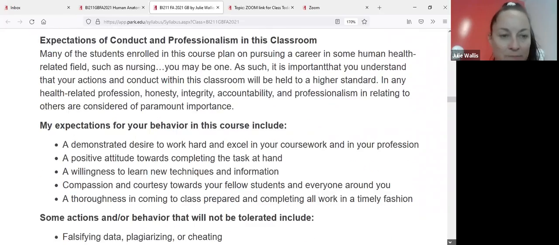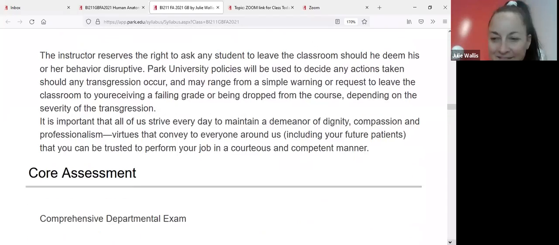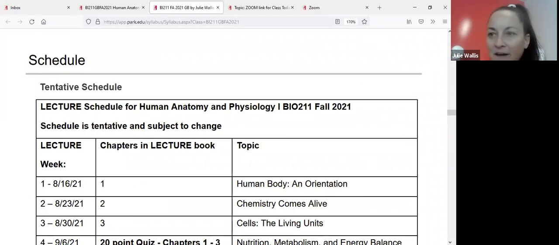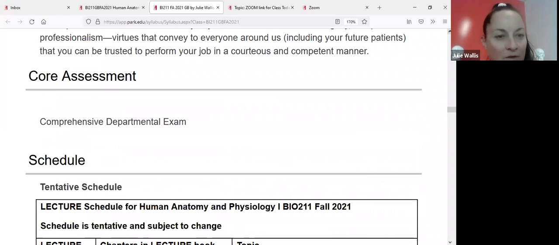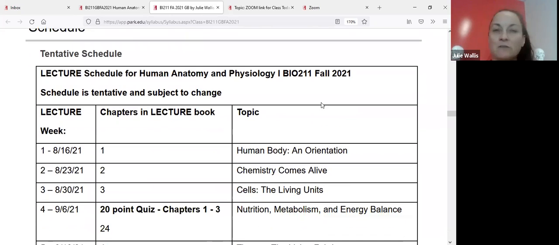All of this mumbo jumbo. Oh, there's another thing on here. Well, I'll just talk about it when I get to the final exam. So we'll talk about that in a second. So notice that I have a tentative schedule on there. Again, that's because this is a new class and I'm not sure exactly.